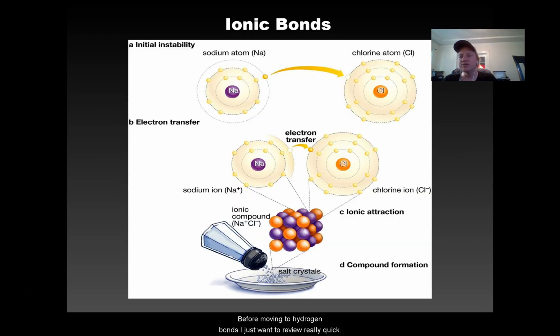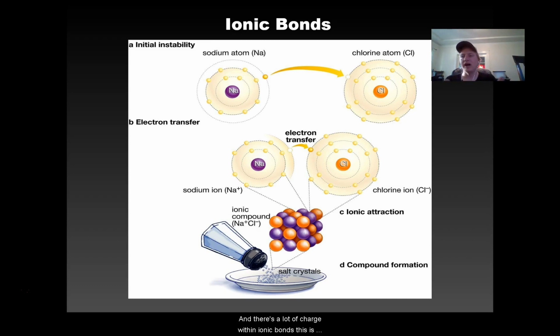Before we move on to hydrogen bonds, I just want to review really quick. Covalent, sharing electrons. You have polar covalent, where one end of the molecule is slightly negatively charged and one is slightly positively charged. You have nonpolar covalent, where there is an equal distribution of charge throughout the molecule. And we have ionic bonds, where one element is just stealing the electrons away.